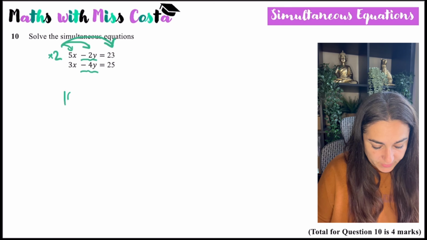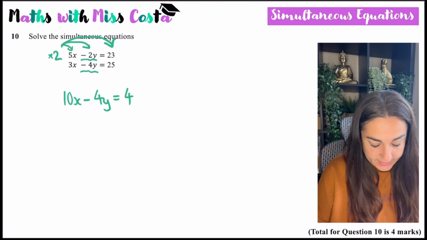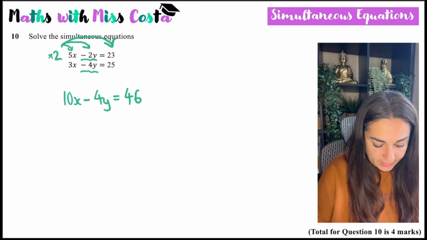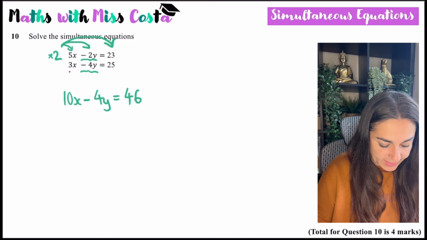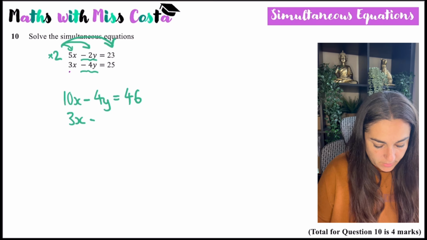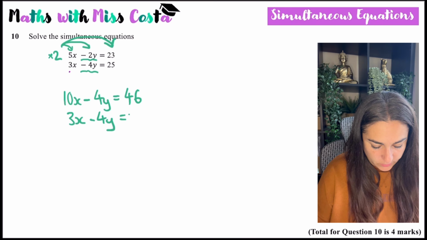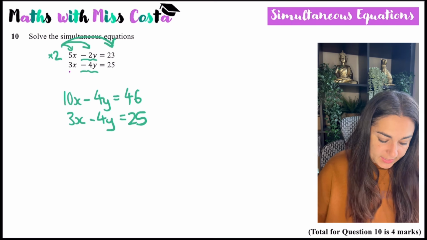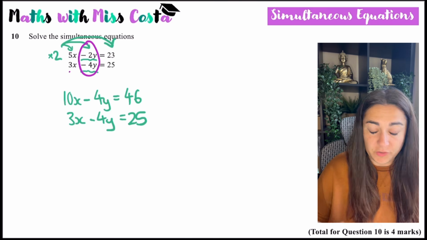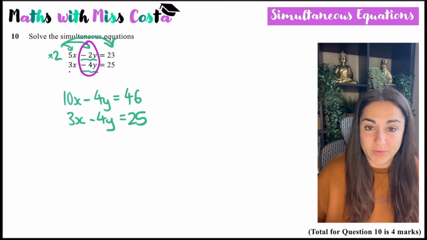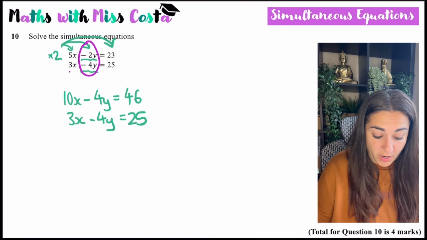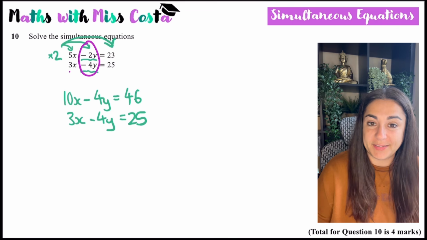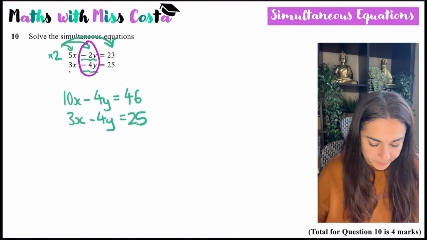So that would become 10x take 4y equals 46. And then this equation stays the same because I haven't done anything to it. So that remains as 3x minus 4y equals 25. Okay, so the first step is to choose either your x or your y values, and make them have the same value. I could have times'd by 5 and 3 to make my x values the same, but that would have required a little bit more work.